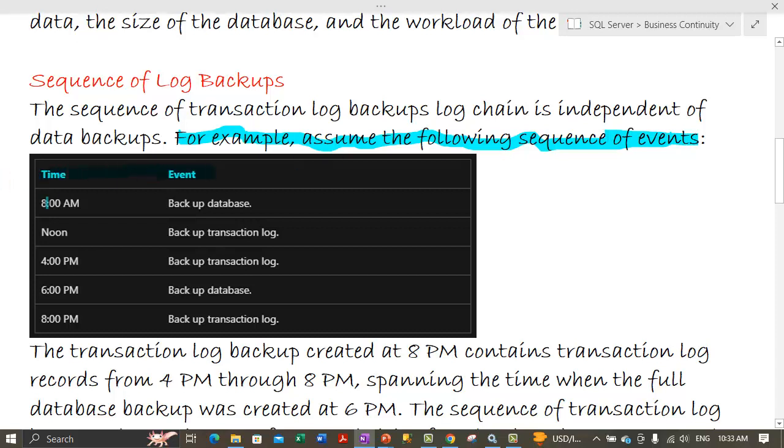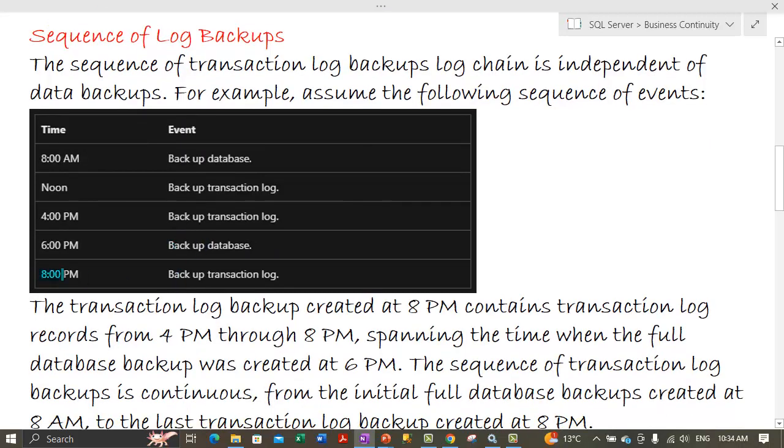If you take a look at this table, at 8 AM we back up the database, which is a full database backup. At noon, or 12 PM, we are backing up the first transaction log. At 4 PM we are backing up another transaction log. So there is a 4-hour gap between these two. So we are taking transaction log backups at the interval of 4 hours. And after 4 PM, at 6 PM, we are again backing up the database, maybe a differential backup or maybe a full database backup, it's not mentioned. And at 8 PM we are backing up the transaction log again.